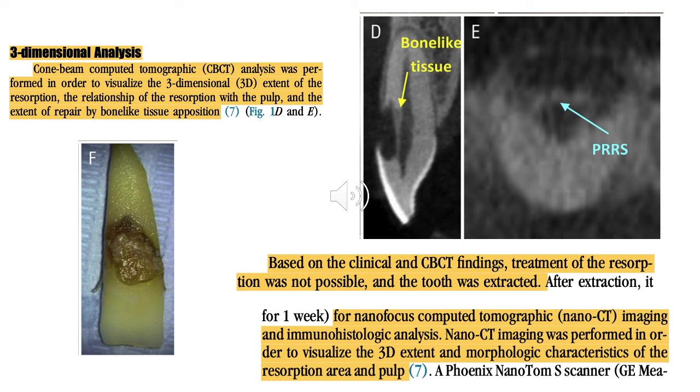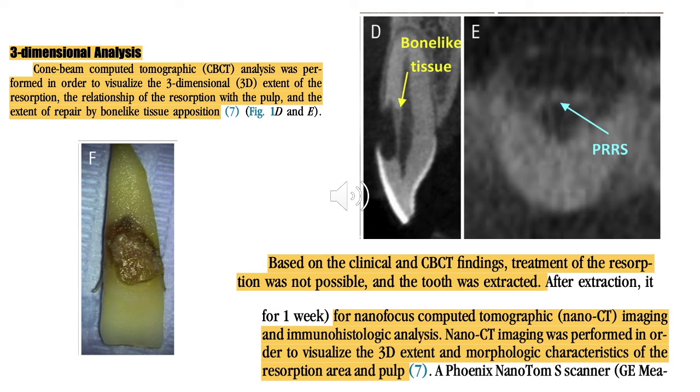Cone beam computed tomographic analysis was performed in order to visualize the three-dimensional extent of the resorption, the relation of the resorption with the pulp, and the extent of repair by bone-like tissue. Based on clinical findings and CBCT, treatment of the resorption was not possible and the tooth was indicated for extraction.